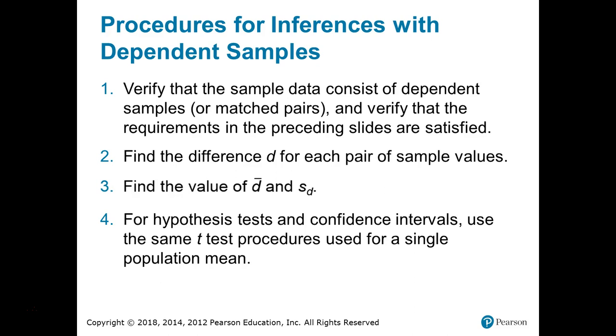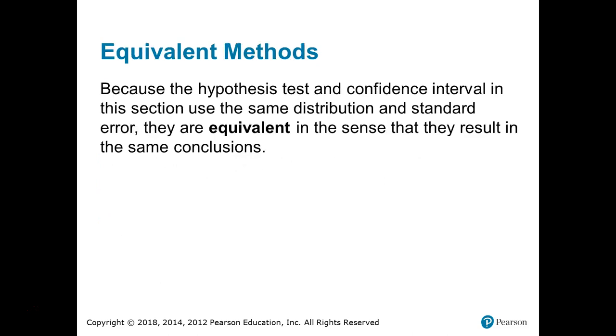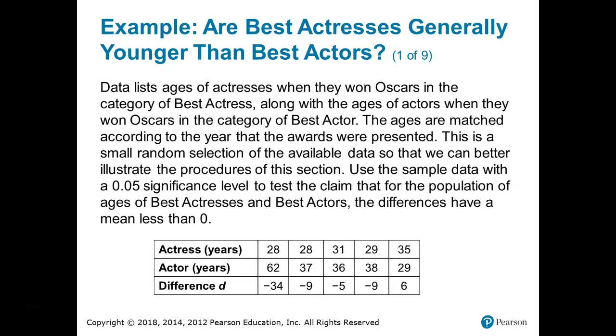So these are actually a little easier than the process we did in section 9.2, where we dealt with independent samples. So similar to 9.2 as well, because we're using the same distribution and standard error, hypothesis tests, which consist of p-value and critical value, and confidence interval are all equivalent in that they will always give you the same conclusion.